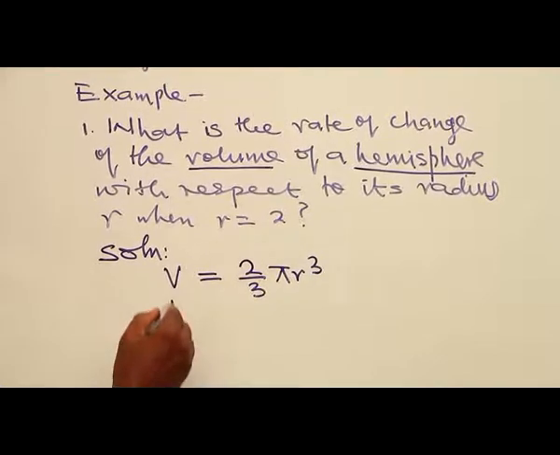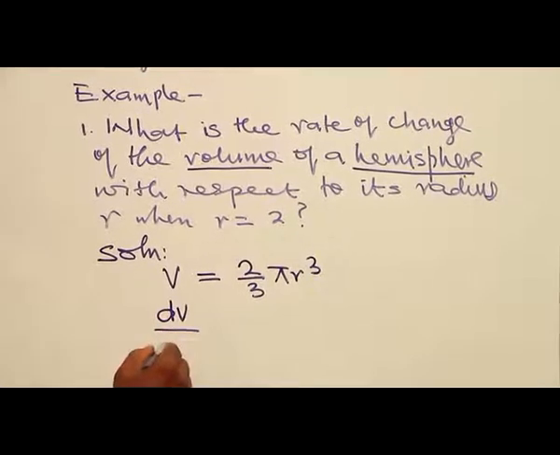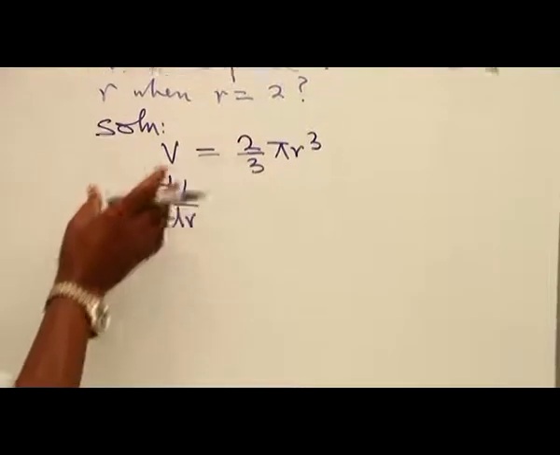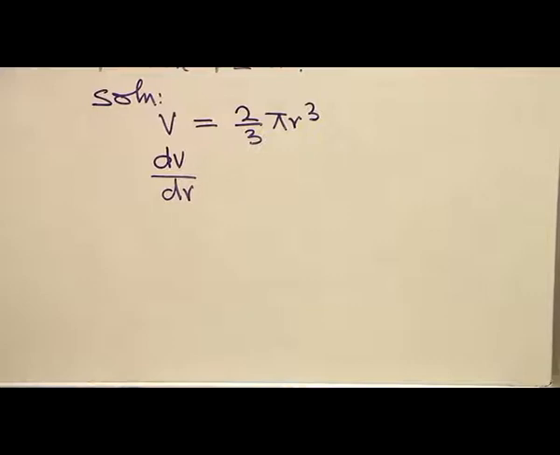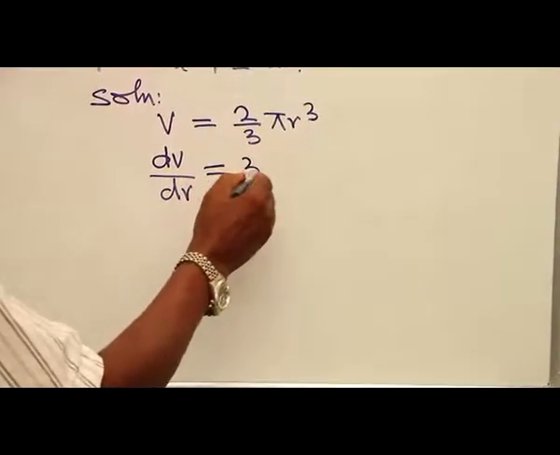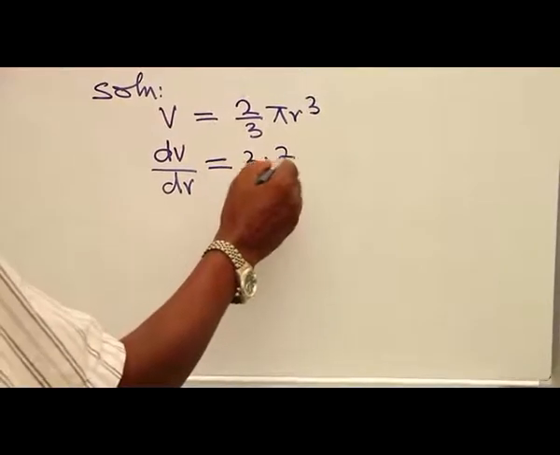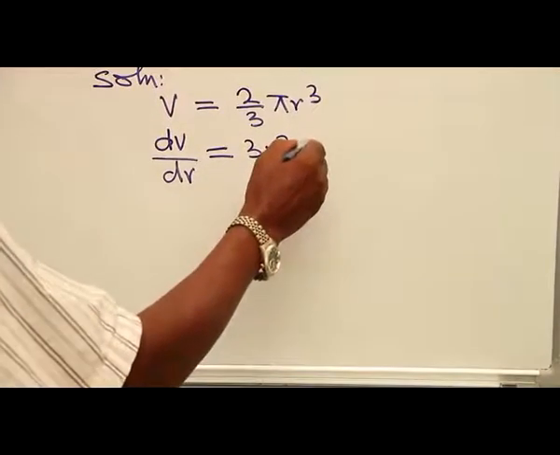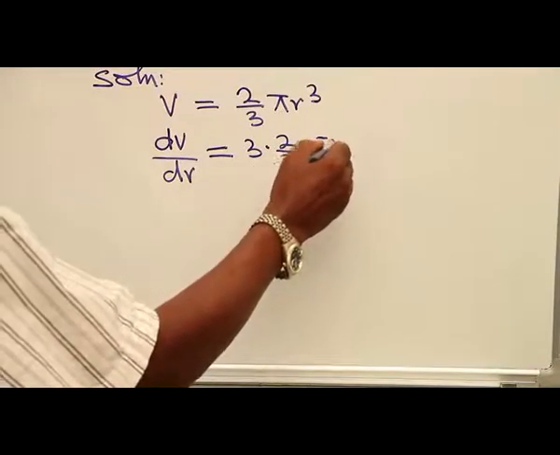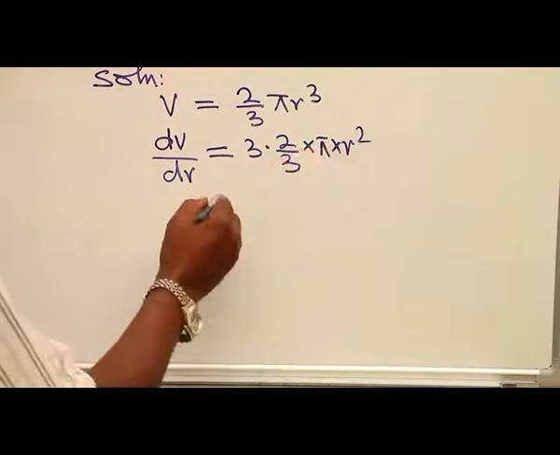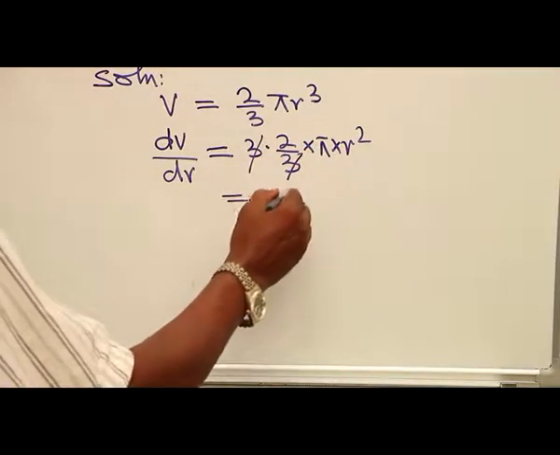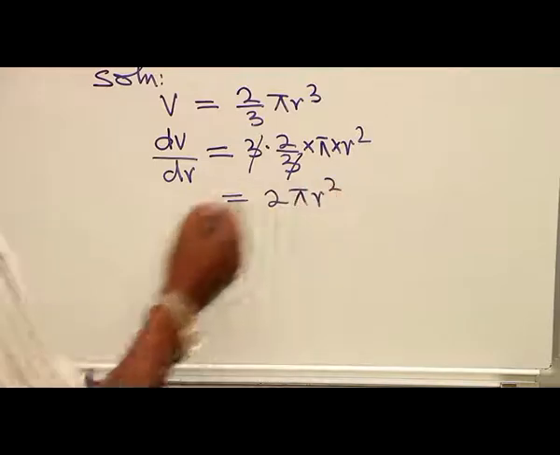Now with this we can find dV all over dr. That is the rate of change of V with respect to r. And that means differentiating this function. That's 3 times 2 all over 3, multiply this by pi and then times r all squared. This simplifies because the 3 will cancel. We now have 2 pi r squared.